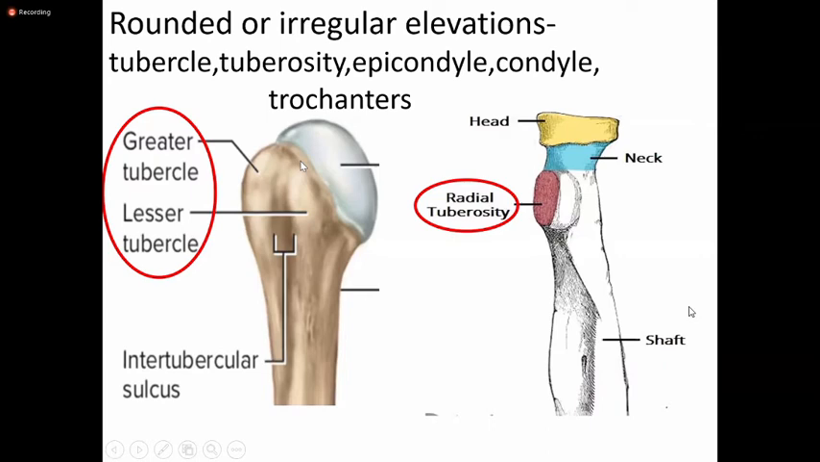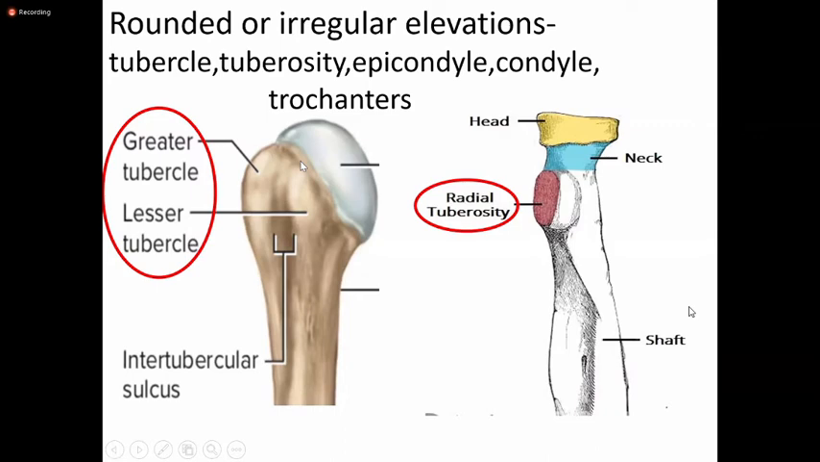These rounded elevations either give attachment to the muscles and ligaments or help in the formation of the joint. They articulate. They are connected with the opposite bone to form the joint. Then the trochanters, they are projected out. Then the condyles, the knob-like bony processes. And over that, if we have some bony elevations, these are called epicondyles.